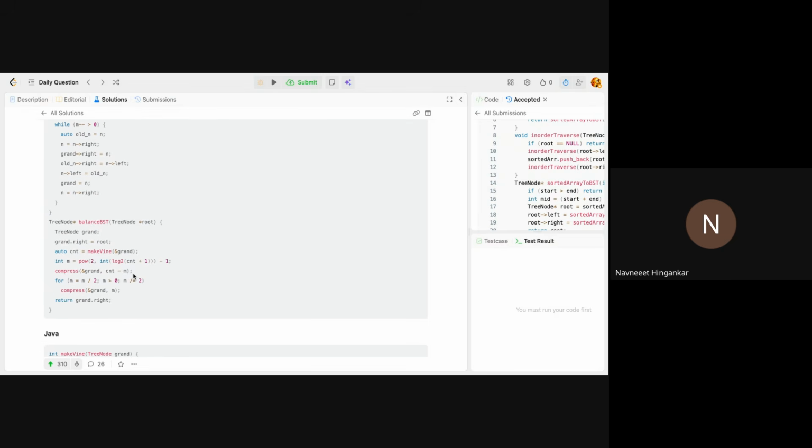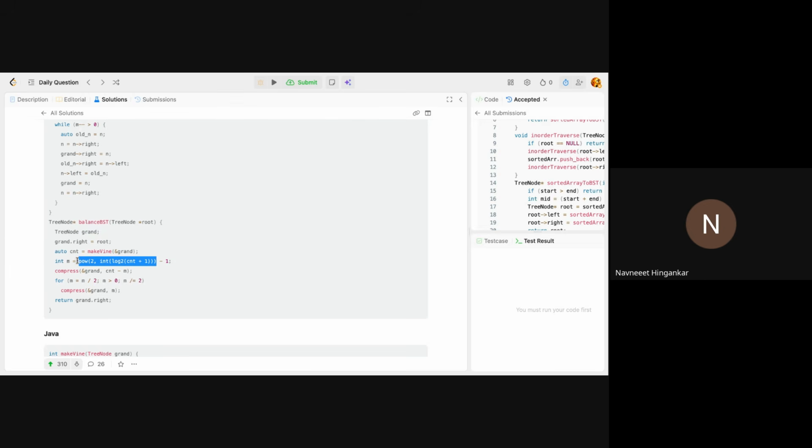So basically, this log minus m is basically, I guess, the height of the tree, na? And log 2 minus one. Yeah, it will be the height of the tree, because in the perfect balanced tree, this will be the height.